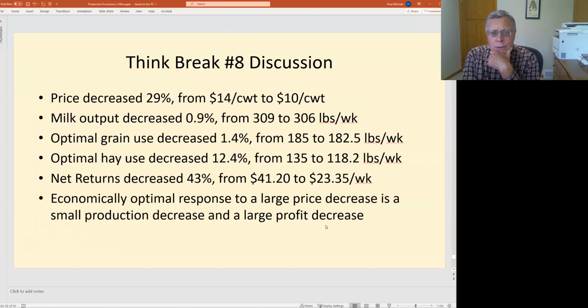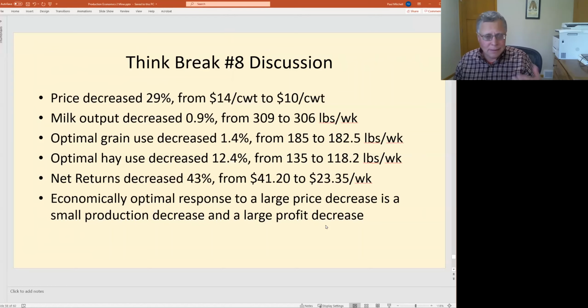And what happened to net returns? They went down 43%, from $41.20 to $23.35. The economically optimal response to a large price decrease was a small production decrease and a large profit decrease. That's what I want you to get out of this, is take a real production function, do real prices. What happens is there is a large price decrease for the market price for milk, yet milk production hardly changes at all, but you lose a lot of money. Your profit goes way down.